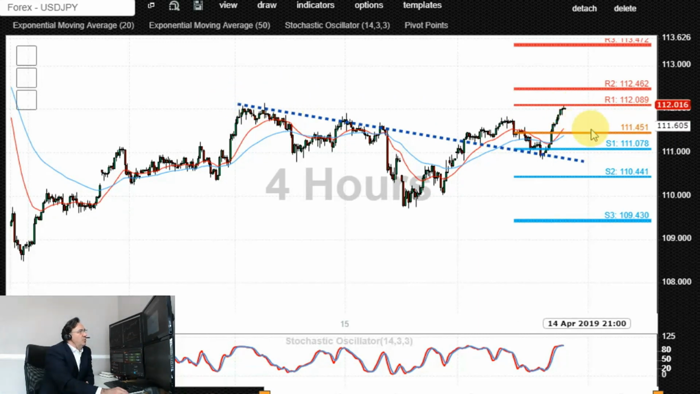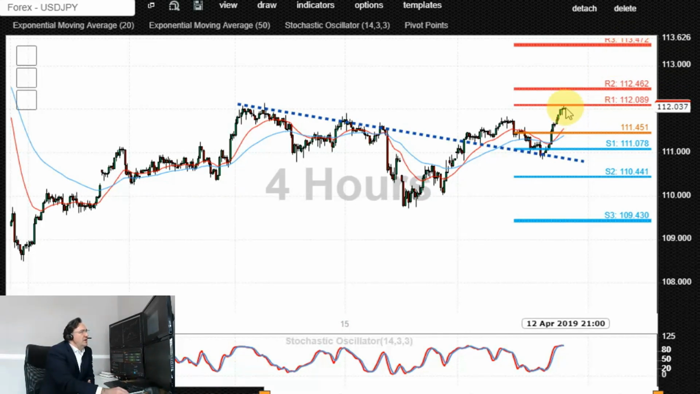If we see a pullback into 111.45, 111 again, and then a rally from that level, or a shallower pullback and a breakout higher, keep an eye on resistances at 112.45, 112.50, possibly even 113.50 to the upside.